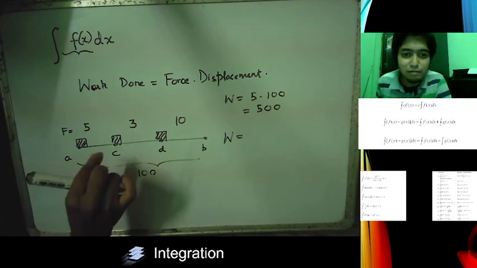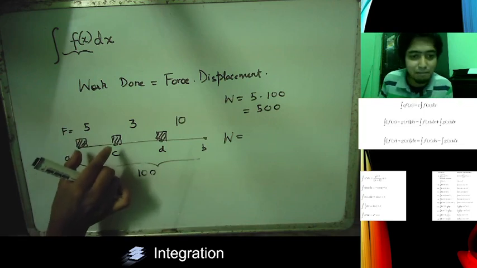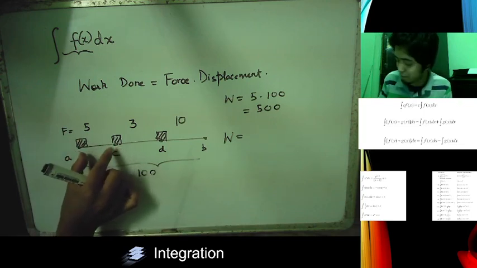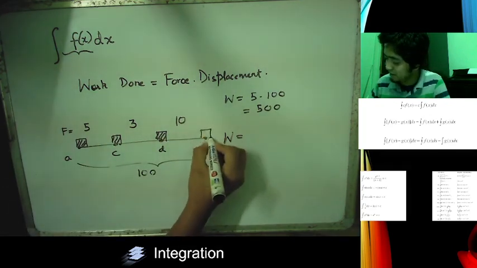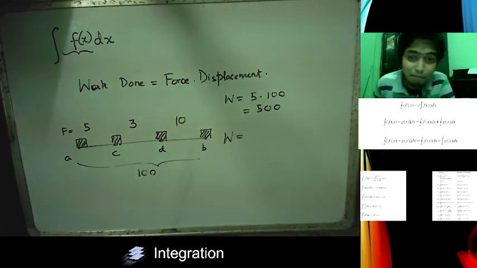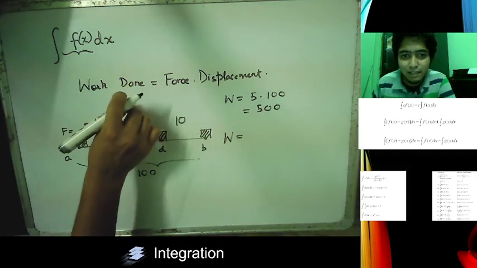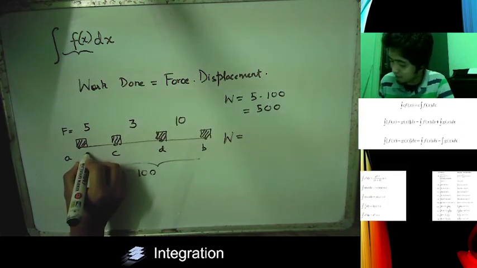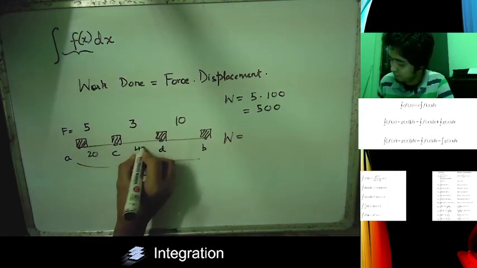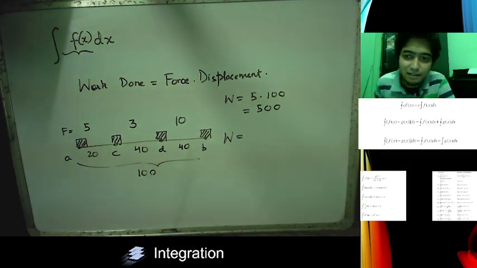Now it will be different, because now you will have to sum the work done for this portion plus the work done in this portion plus the work done in this portion until it reaches the point B. But when we are calculating the work done, we need the displacement. So let us just say this one is 20, this one 40, and maybe this one is also 40, just as an example.